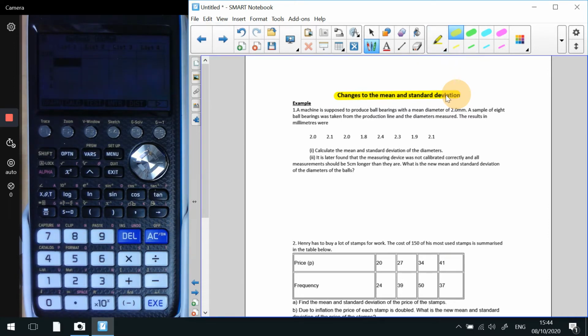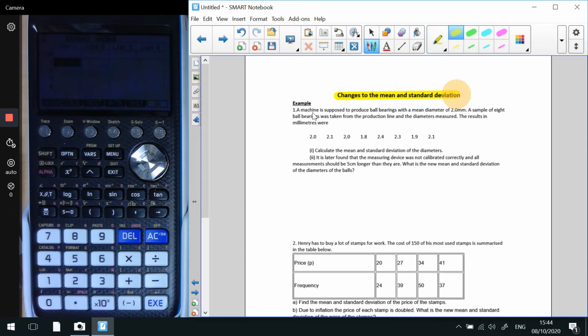We're having a look at the changes to a mean and standard deviation when we have changes to data. We're going to have a look first at what actually happens, and we're going to try and come up with some suggestions of how we can generalise it to the general rules that we might come up with.